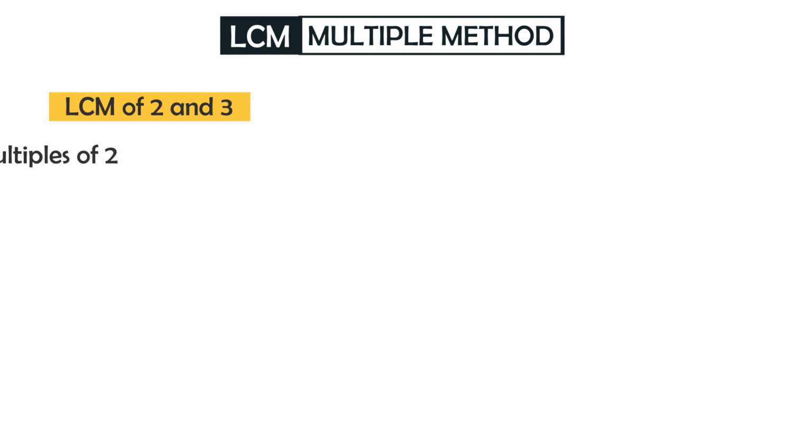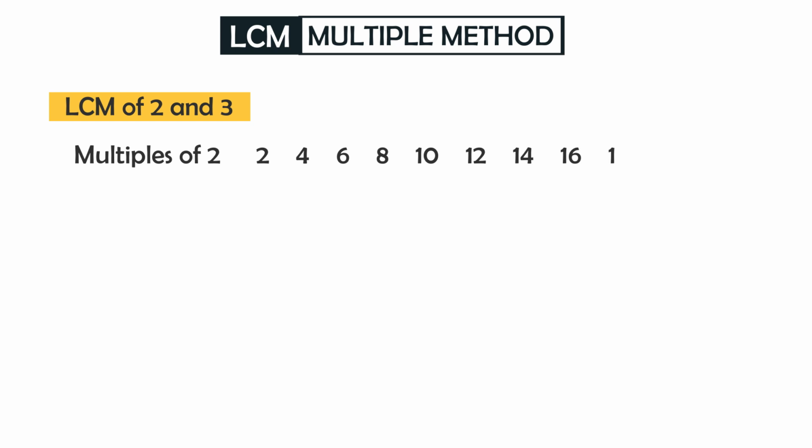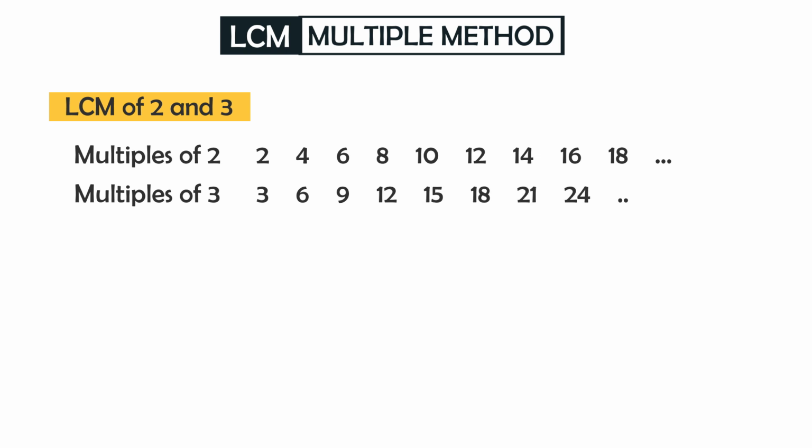What are the multiples of 2? The multiples of 2 are 2, 4, 6, 8, 10, 12, 14, 16, 18 and so on. We can write as many multiples as we can. What are the multiples of 3? 3, 6, 9, 12, 15, 21, 24 and so on.